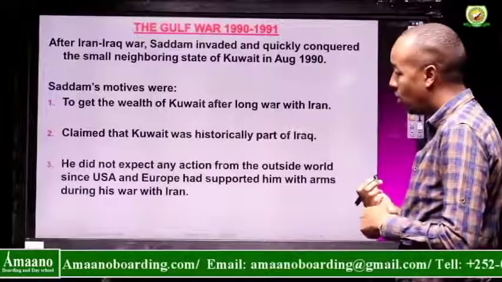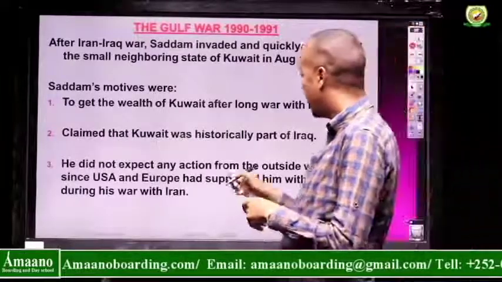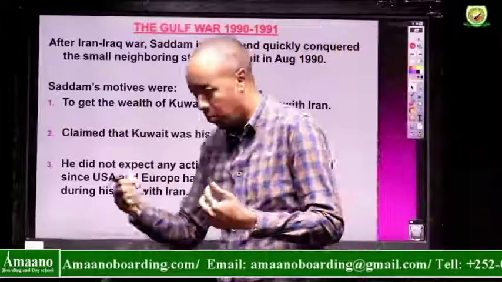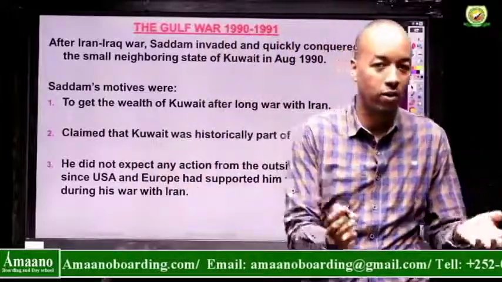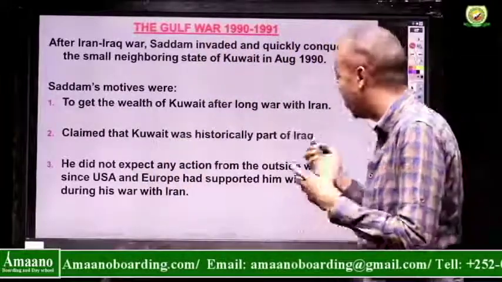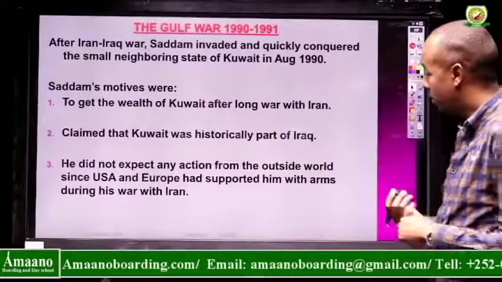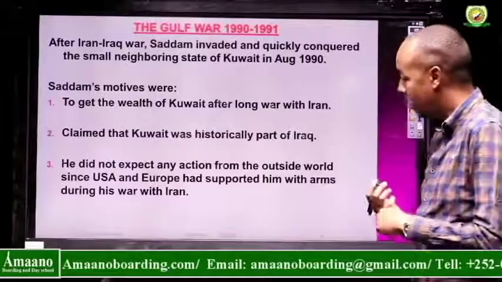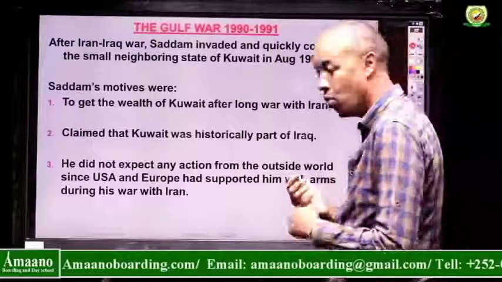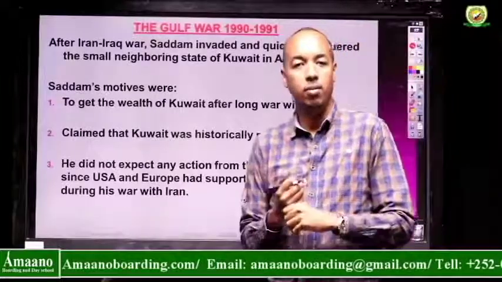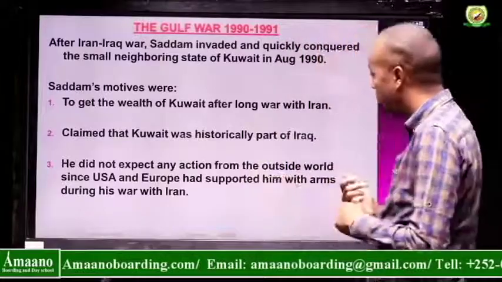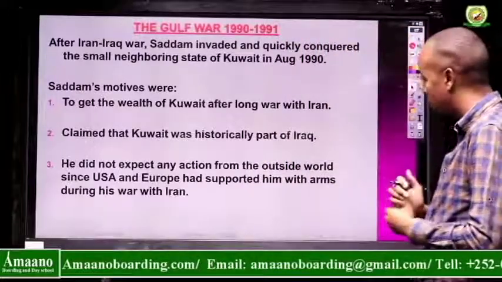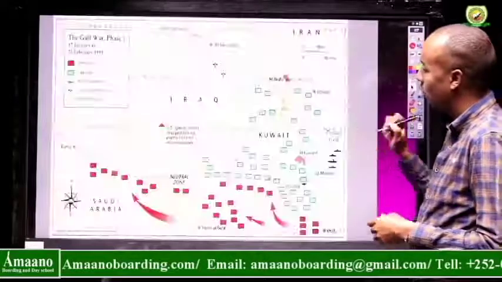Okay, the other reason was that he did not expect any action from the outside world. He believed that since they had been supporting him in the long war going on for 8 years, there was nothing they could do to him. But that was not right. He made a very, very wrong decision, and all the world would become against him. He did not expect action from the outside world, since the USA and Europe had supported him with armies during his war with Iran.